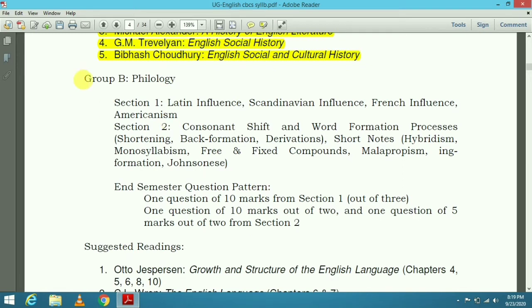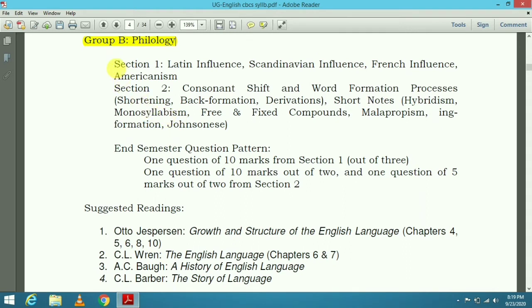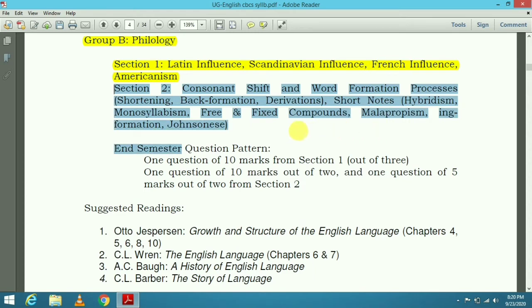Now this comes as Group B, Philology. As I told you, the study of language. In section 1, you have Latin influence, Scandinavian influence, French influence, Americanism. That means all the influences on the English language you have to study. In section 2, you have consonant shift and word formation processes. That means shortening, back formation, derivations, short notes, hybridism, monosyllabism, free and fixed compounds, malapropism, ing formation, Johnsonese. These are all the terms you have to study under section 2.